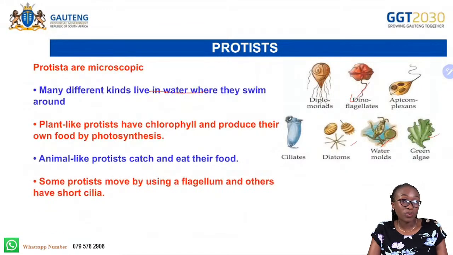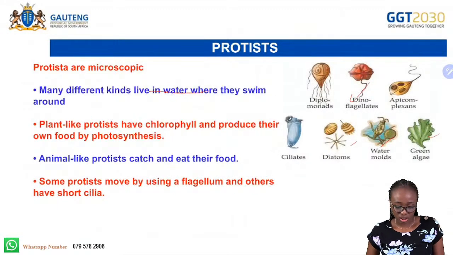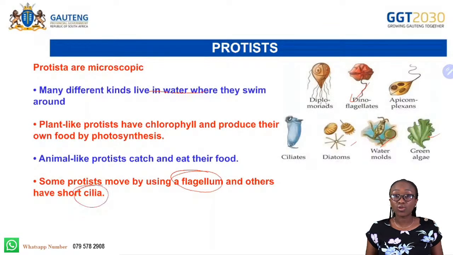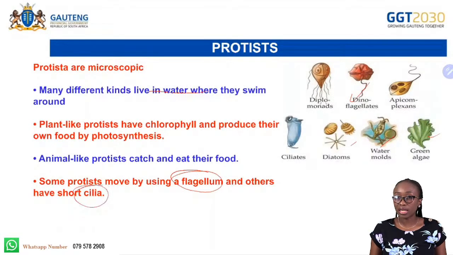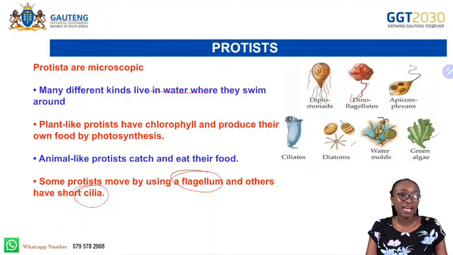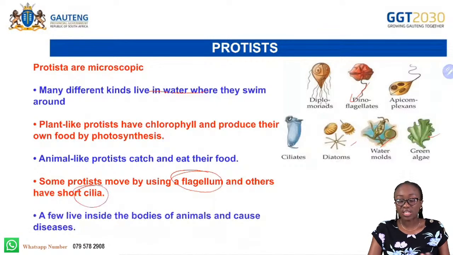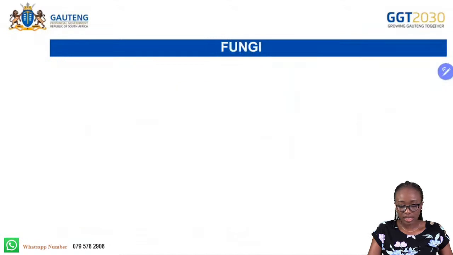And some of the protists are able to swim and move around using special structures called flagella, and others have short cilia, so they are able to move and catch their own food and eat it. Okay, so that covers protists. And some of them live inside the bodies of animals and tend to cause diseases.